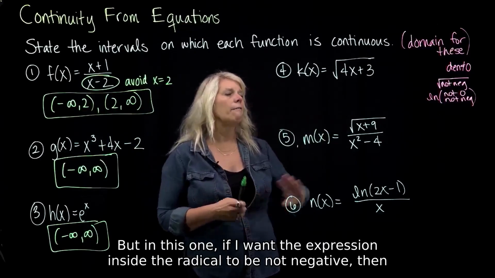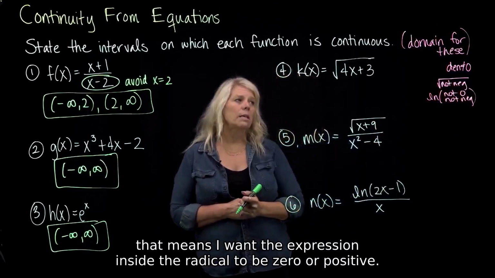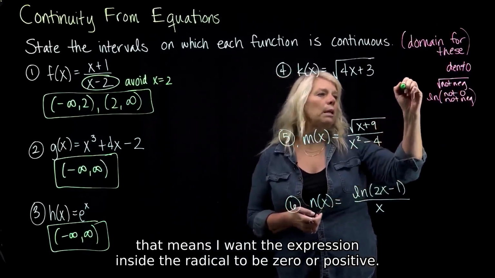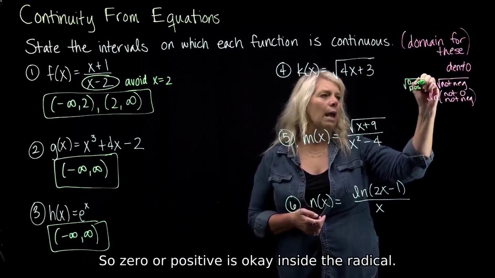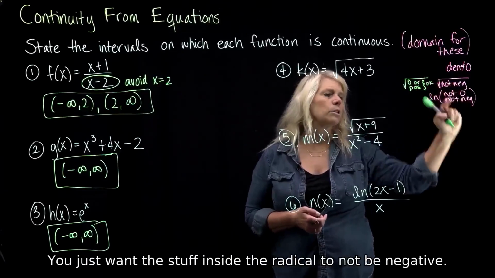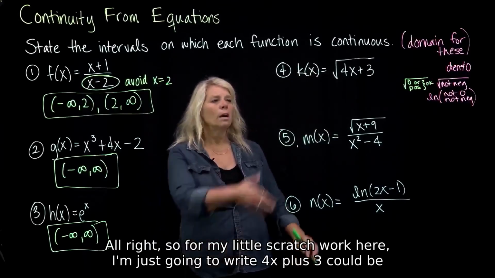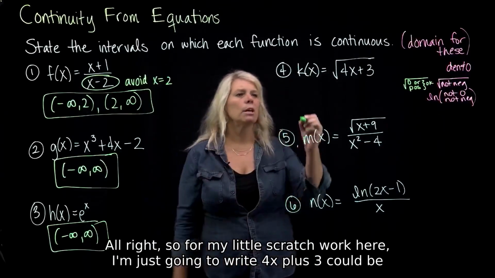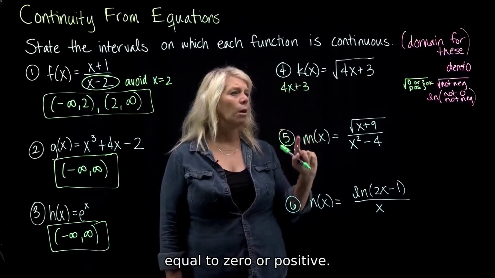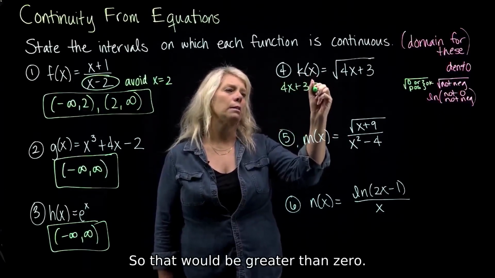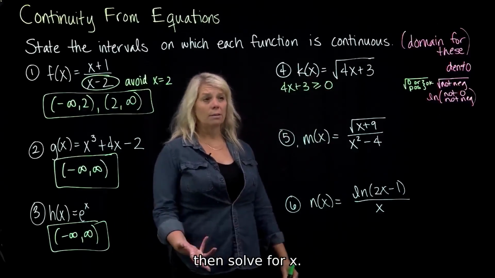But in this one, if I want the expression inside the radical to be not negative, then that means I want the expression inside the radical to be 0 or positive. So 0 or positive is okay inside the radical. You just want the stuff inside the radical to not be negative. So for my little scratch work here, I'm just going to write 4x plus 3 could be equal to 0 or positive. So I can write down a little inequality, 4x plus 3 greater than or equal to 0, and then solve for x.